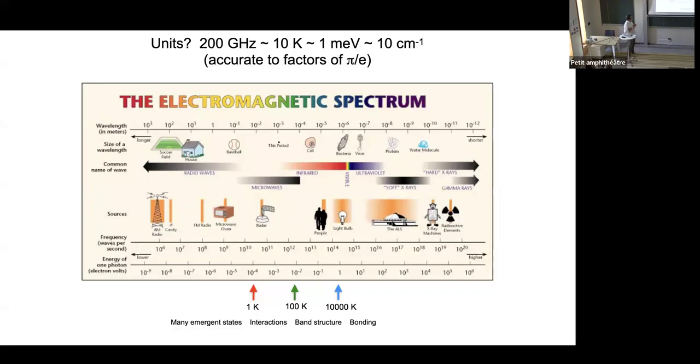I usually tell people to remember that, up to factors of pi over e, 200 gigahertz is 10 Kelvin, is 1 meV, is 10 wave numbers. I get particularly frustrated with the uses of omega versus nu, and the 2 pi's. Yeah, this is also in your papers. I can only apologize. I can't explain. It's fine.